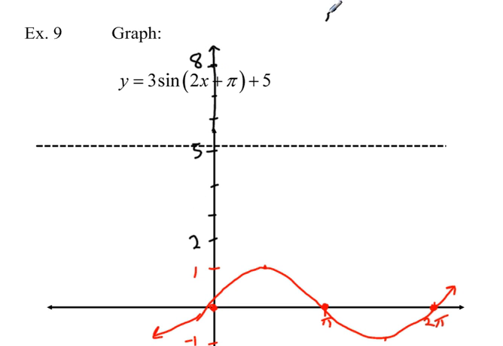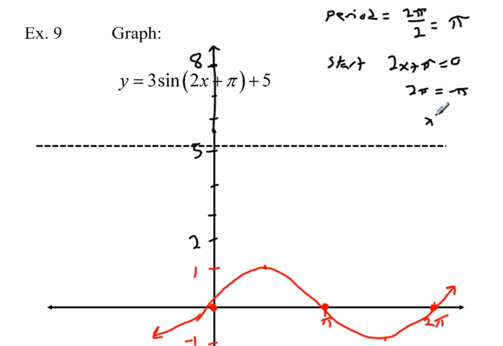Your new period is going to be 2 pi over b, which is 2 pi over 2. So your new period is going to be pi. It's going to repeat every pi units. We're going to have a new starting point. And let's set 2x plus pi equal to 0. And if we solve that for x, we get 2x equals negative pi. X equals negative pi over 2. There's your new starting point.